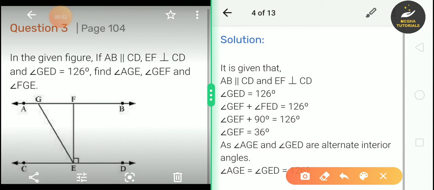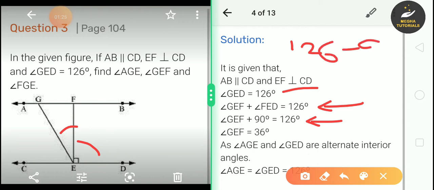Okay. Now focus on angle GED in the diagram. GED is nothing but addition of angle GEF and angle FED. Angle FED is 90 degree because of EF perpendicular to CD. So in this equation we can write angle GEF plus 90 degree is equal to 126 degree. 90 degree will transpose to RHS, then we get angle GEF is equal to 126 degree minus 90 degree. So we can get angle GEF is equal to 36 degree.